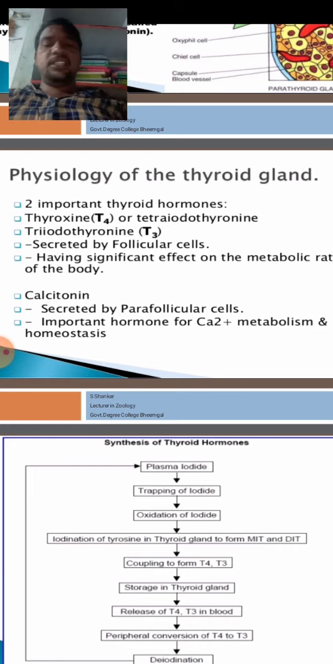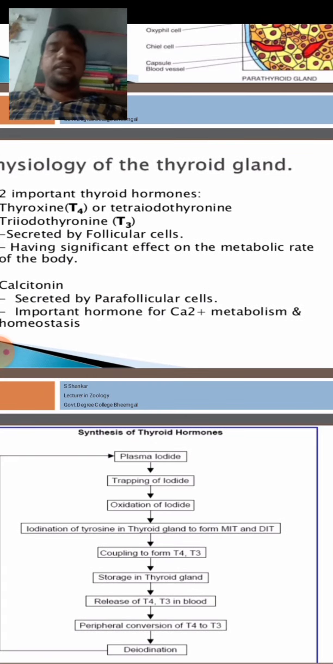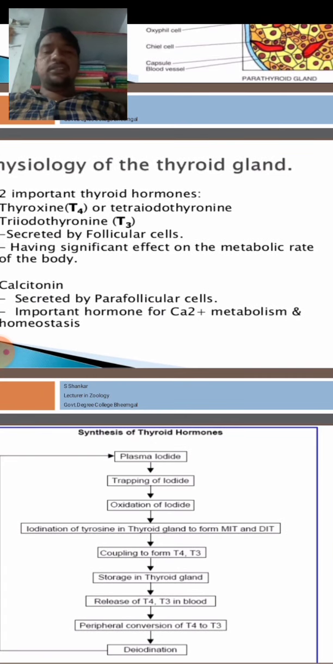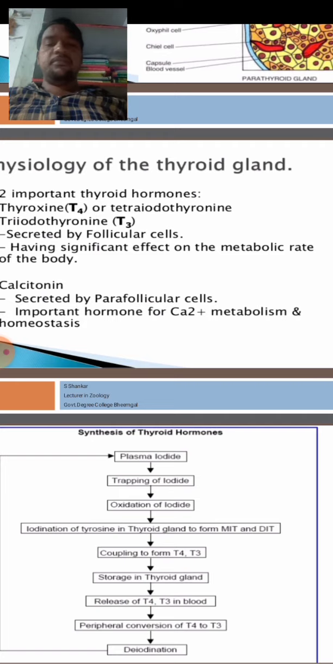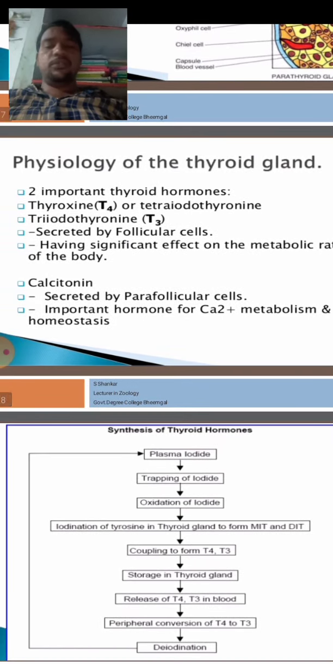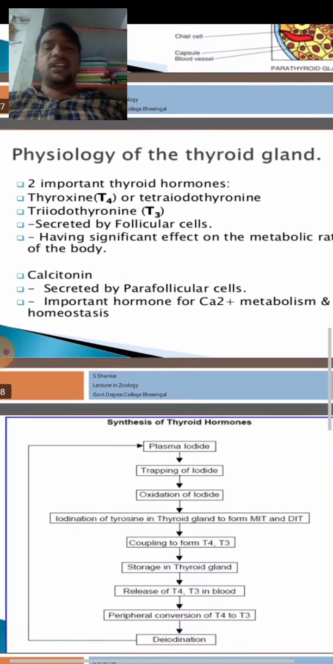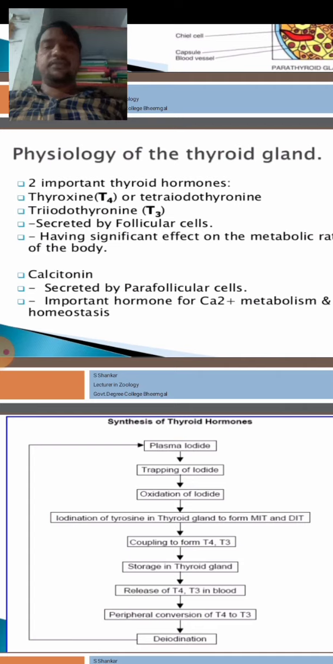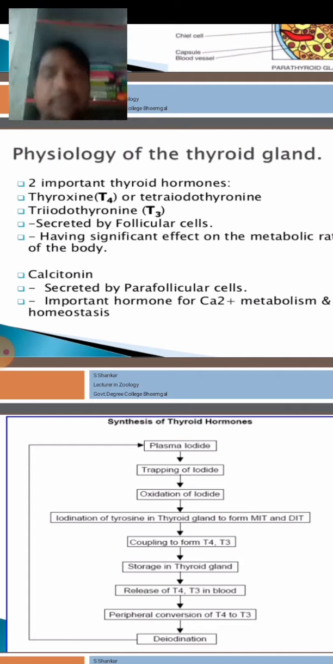Calcitonin is secreted by parafollicular cells. It is an important hormone for calcium metabolism and homeostasis. That is the physiology of the thyroid gland.